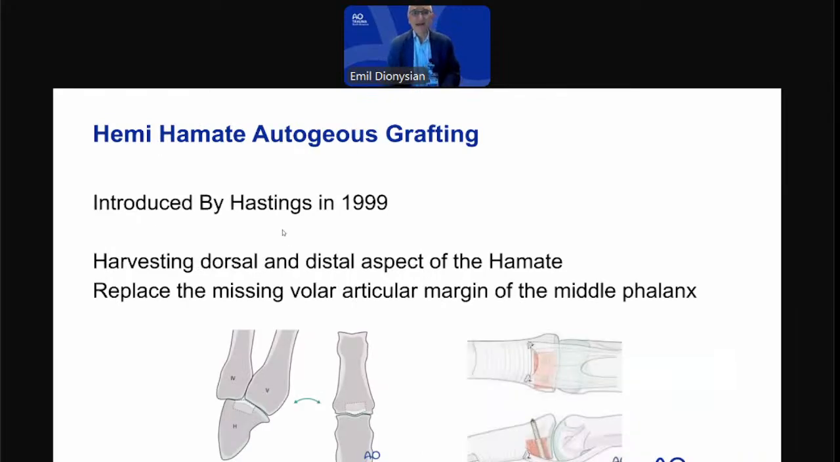Of course, there's the hemi-hamate that we will have more on later. This was introduced in 1999 by Dr. Hastings, where you harvest a piece of bone, which just happens to be the same shape of the condyle. It matches the condyle of the middle phalanx, and we take that and put it in there to reconstruct the defect or the lost amount of bone.